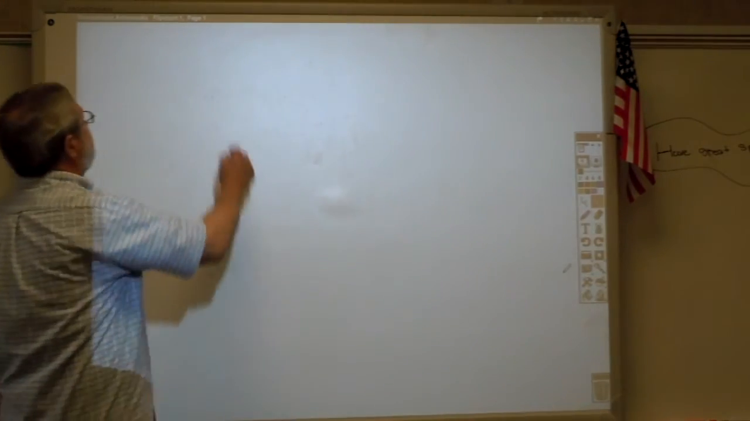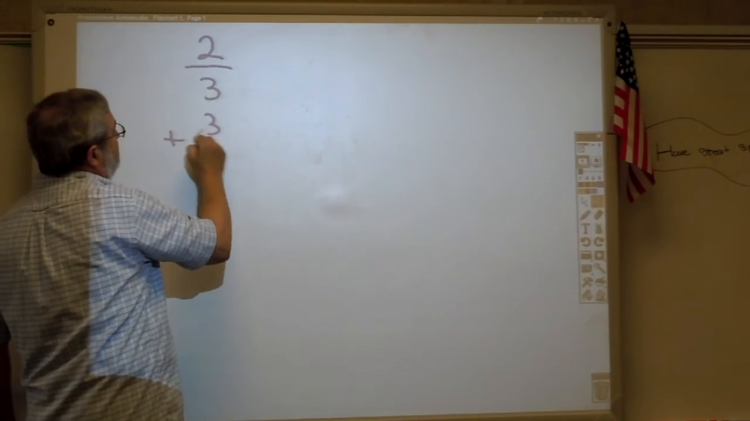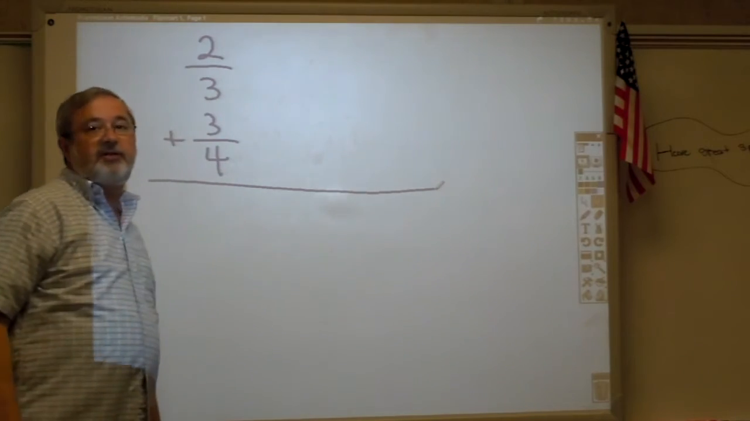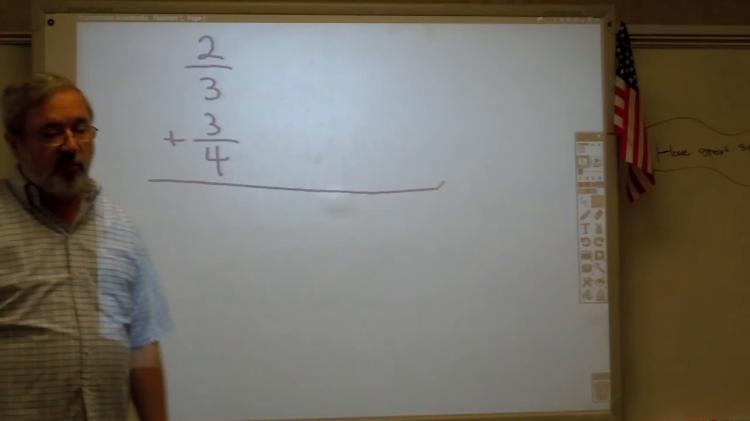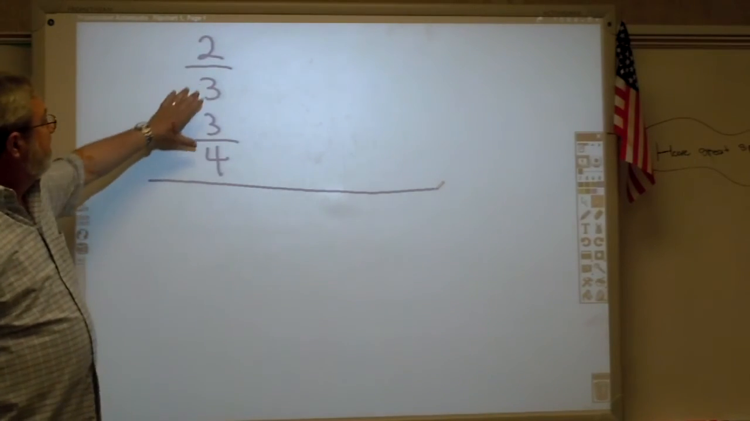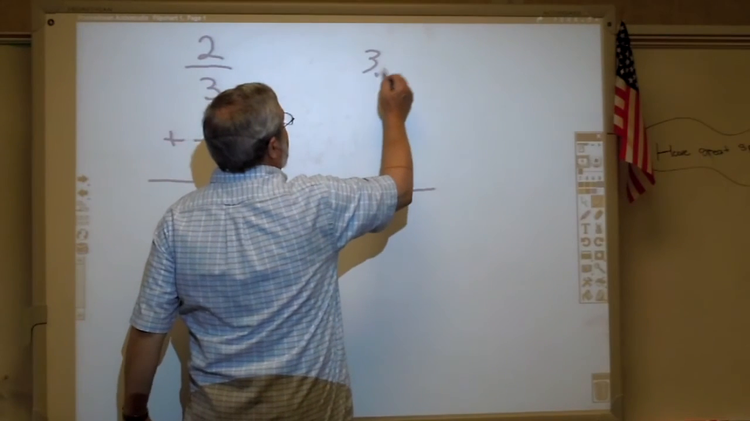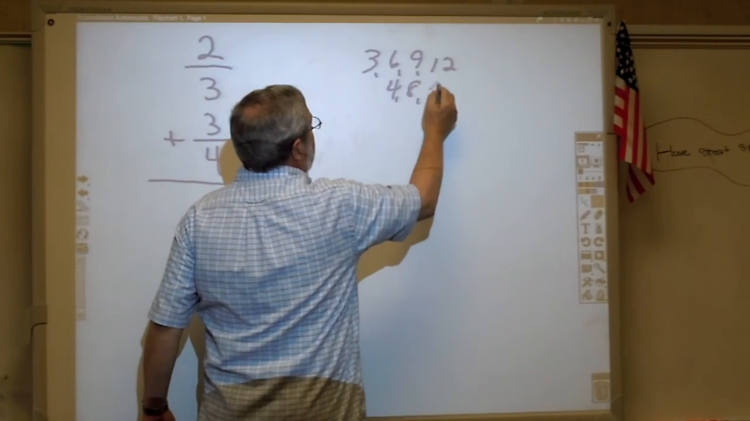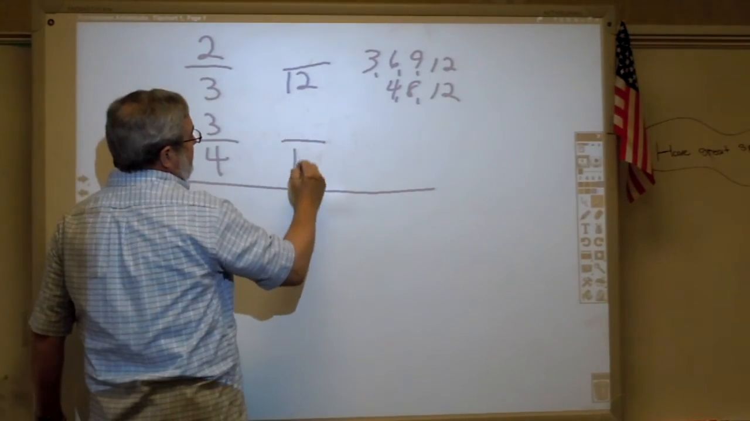Okay, let's look at one of these again. Let's do 2/3 plus 3/4. Write this one down. I want you to work this one out. I think you can do this by now. 2/3 plus 3/4. Pause your video, work it out, and come back and check it. All right, 2 different denominators, 3 and 4. So I've got 3, 6, 9, and 12, and 4, 8, and 12. So my new denominator will be 12.